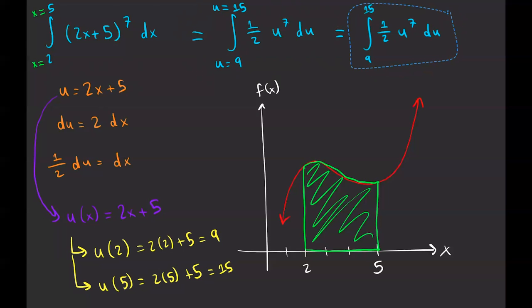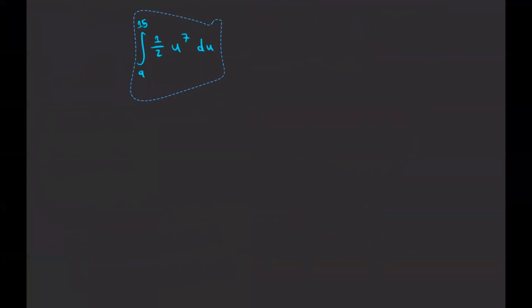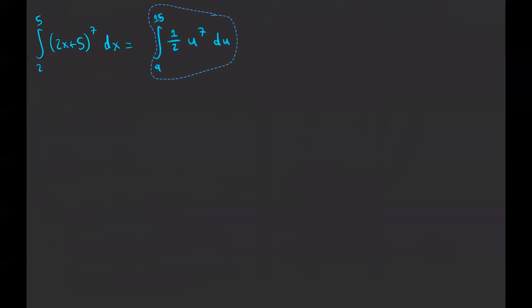Let's go ahead and do that, just for practice. We'll copy this over. This is where we were so far. We'll write out the starting step: we had the integral from 2 to 5 of (2x plus 5) to the 7th dx equals all that right there. There's obviously a lot in here, but we did that on the last slide. So let's continue on.